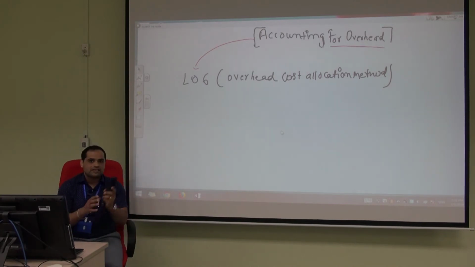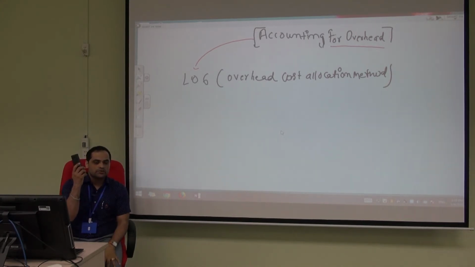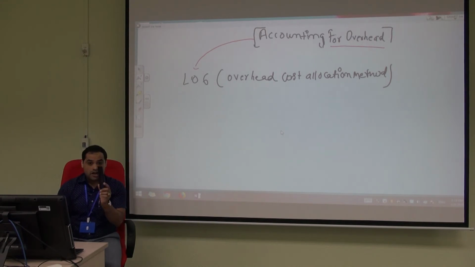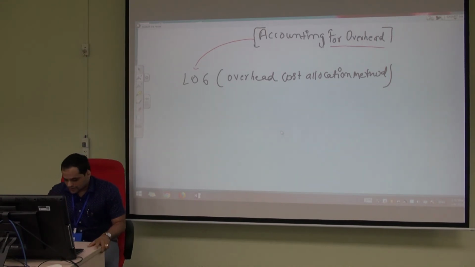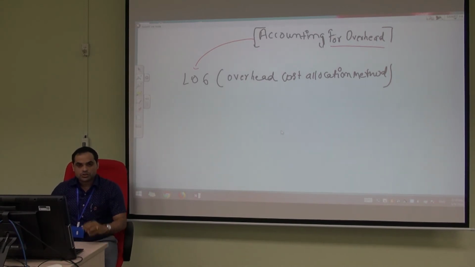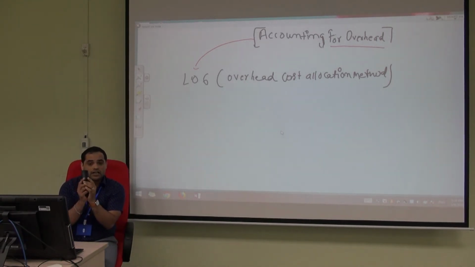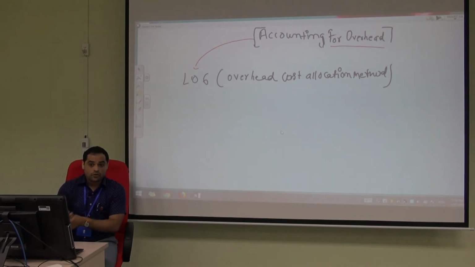For example, depreciation. How much of the depreciation of the machine is involved in producing this product? Alright, so it's not easy to identify. Whatever rent we are paying for the factory, what is its contribution to producing this product, we cannot easily identify. But direct material and direct labor we can easily identify. So that's why we have two different methods to identify factory overhead costs related to the product.